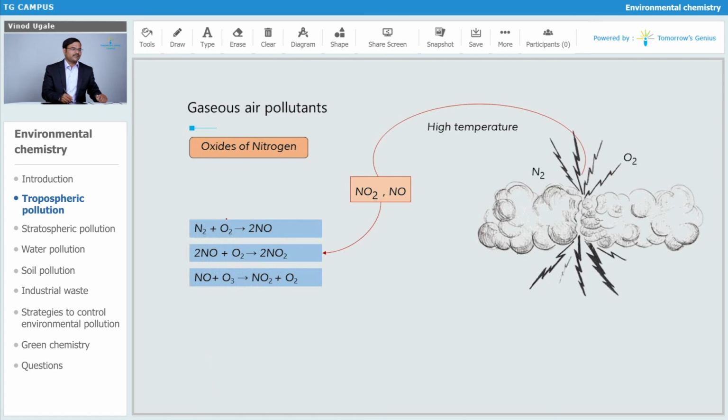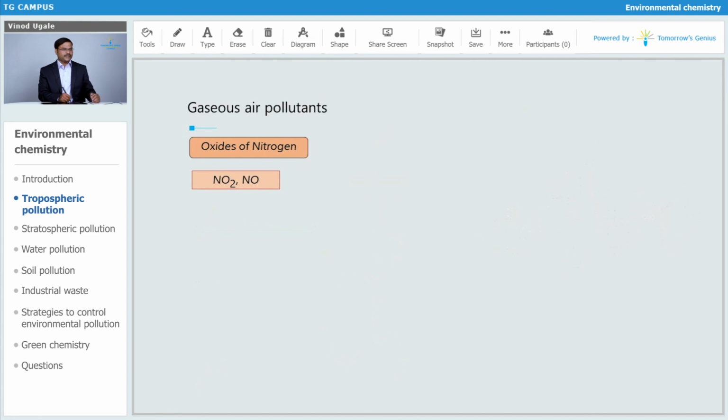So in these reactions we can see nitrogen and oxygen at high temperature form nitric oxide. This nitric oxide reacts with atmospheric oxygen and gives us nitrogen dioxide. This nitric oxide can also react with ozone and form nitrogen dioxide again. So this is how nitrogen dioxide and nitric oxide are produced in the atmosphere. Now let's see the effects of oxides of nitrogen.